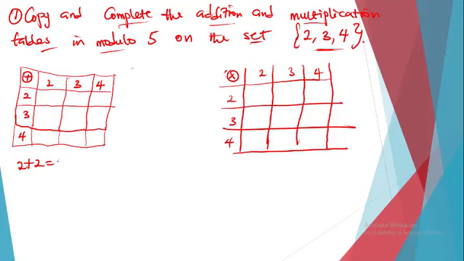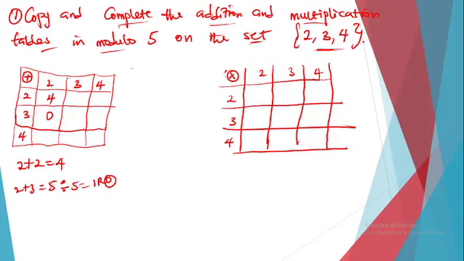2 plus 2, and that will give us what? 4. So we write down our 4. Okay, then we have 2 plus 3 will give us 5. And 5 under modulo 5 is equal to 0. That is, 5 divided by 5 will give us 1, remainder 0. And we're interested in this 0. So here we have 0. Are you following? Okay.